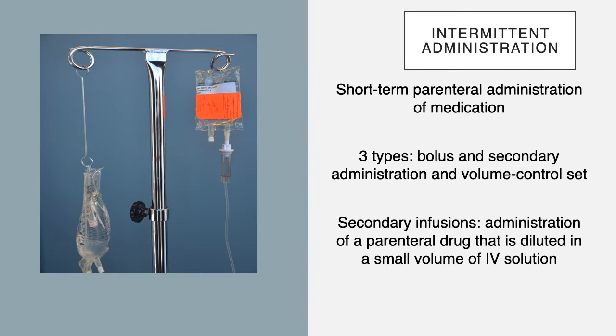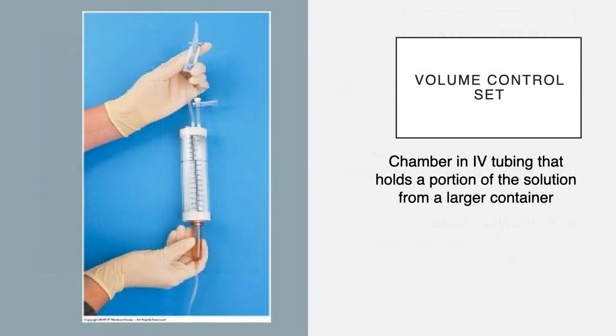You have a bolus, a secondary, or a volume-controlled set. So this is the volume control set. As you see, it has a chamber in the IV tubing itself, and that holds a small portion of IV solution to which you can add medications, like an antibiotic.